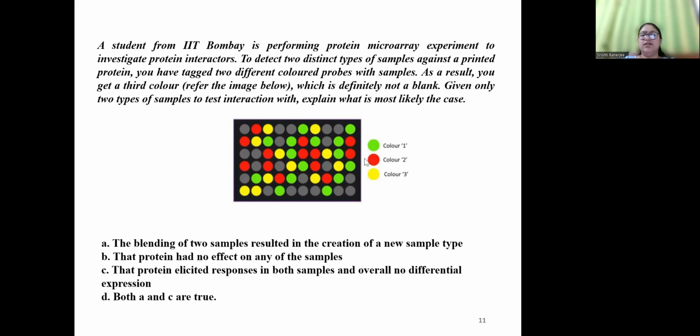But in this plate, you're also seeing one more color, that's yellow. So what could be the reason? What does this yellow color indicate? Forget microarrays, forget everything. What could be the reason that you are also having a yellow color?